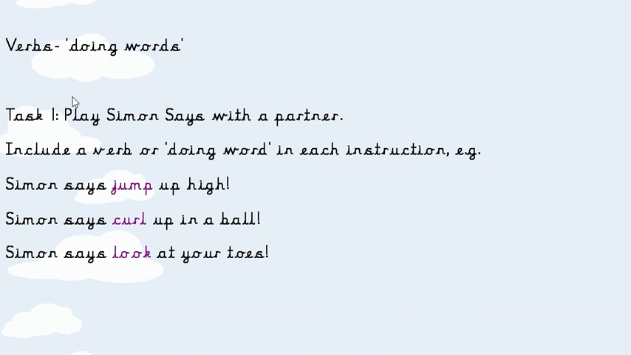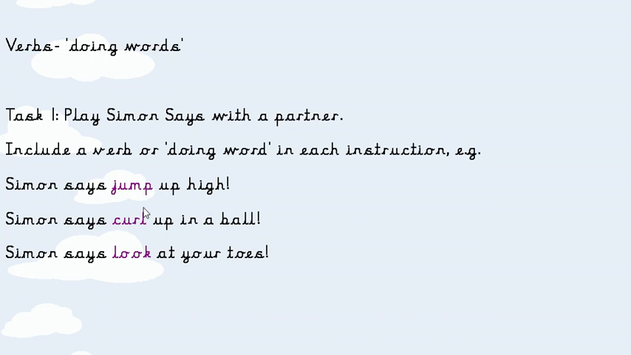So in task 1, our first activity for today, play Simon Says with a partner. So this might be with a brother or sister, this might be with your parent. It says include a verb or doing word in each instruction. For example, Simon says jump up high. So the word that we are doing is not Simon. You can't Simon someone, can you? It doesn't make any sense. It's not high, that's the adjective, that's what's describing. It is the verb to jump. I jump, you jump, we jump. It's that word just there.